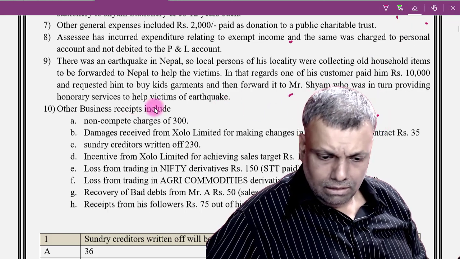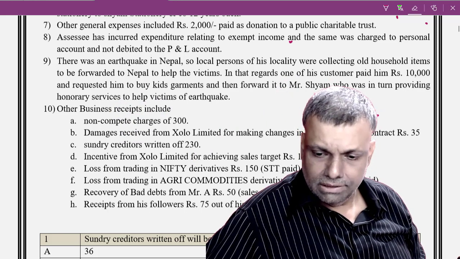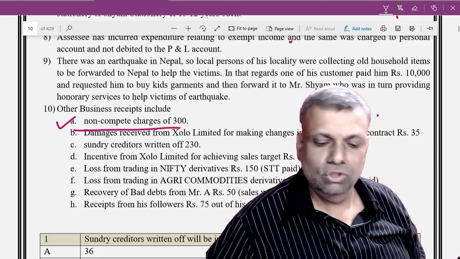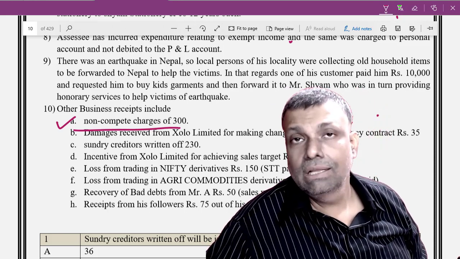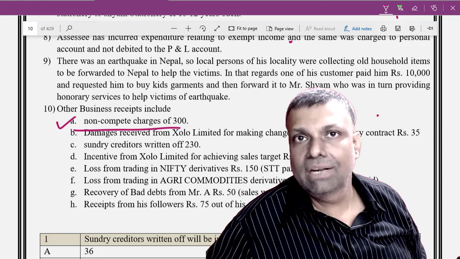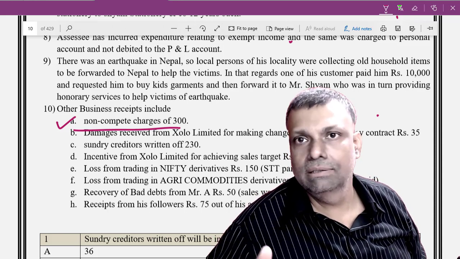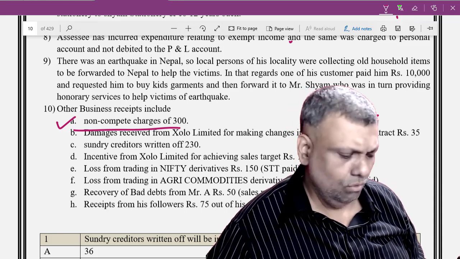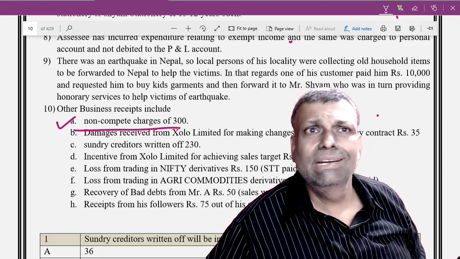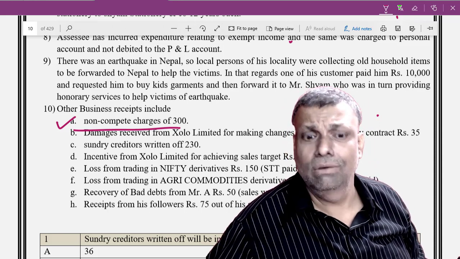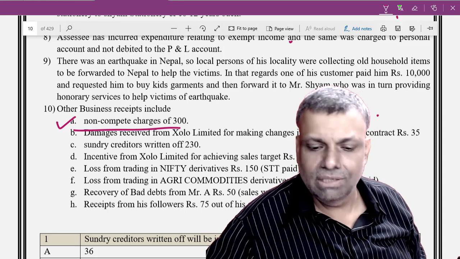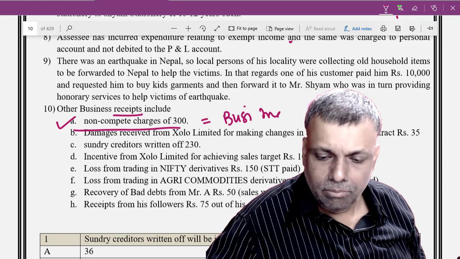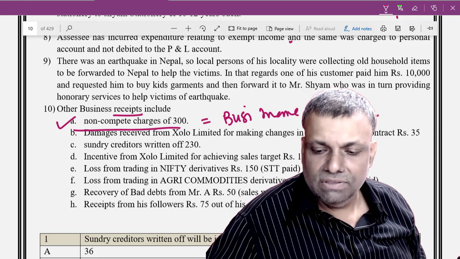Okay. Now, non-compete charges. First of all, non-compete charges of 300 rupees. Now see, non-compete charges are a type of transaction where I have a competitor and my competitor pays me money and says that you don't compete with me, you don't carry out a particular activity, and for that I pay you some money. Okay, so if this kind of non-compete charges is included in the business receipts, they are already taken as business income by virtue of section 28.